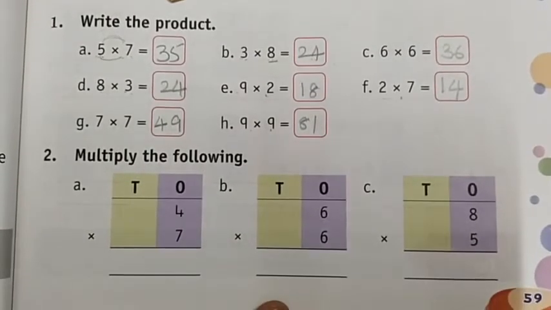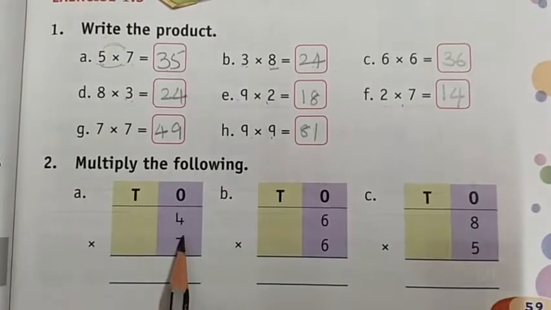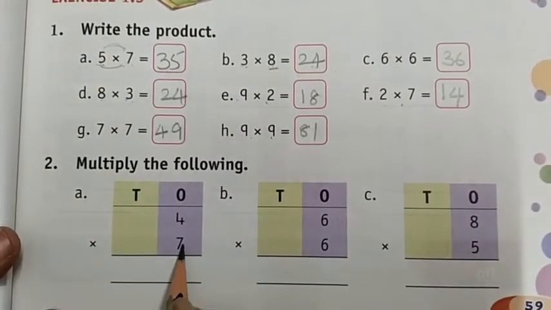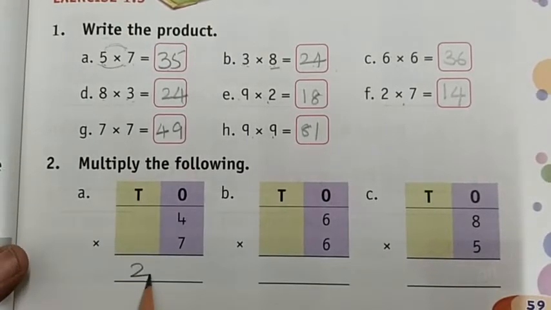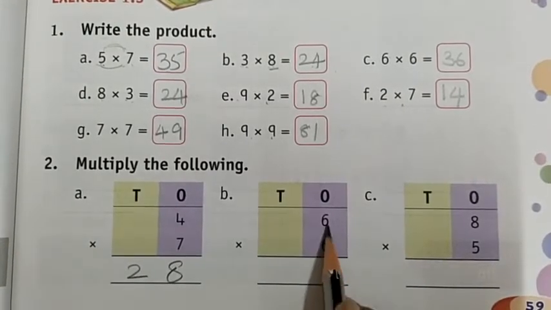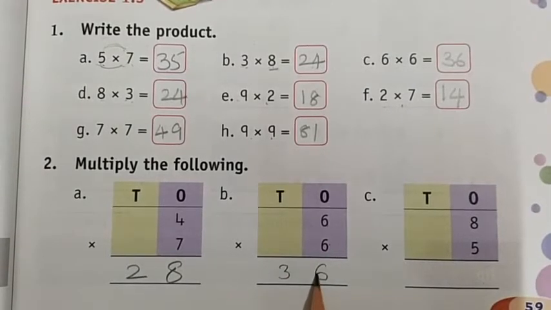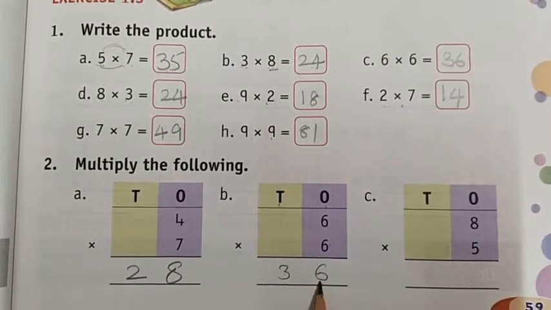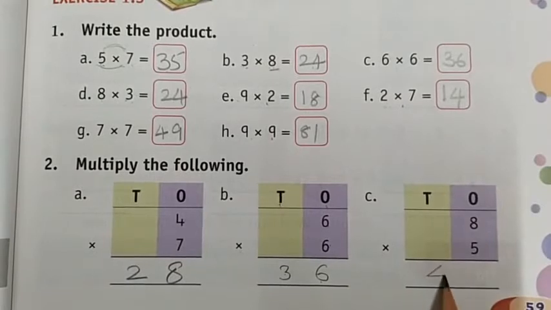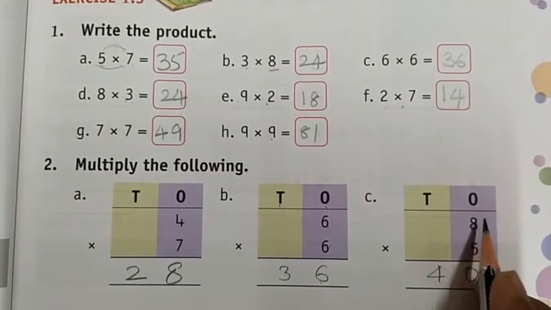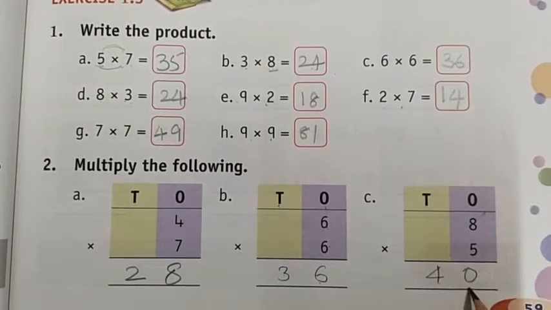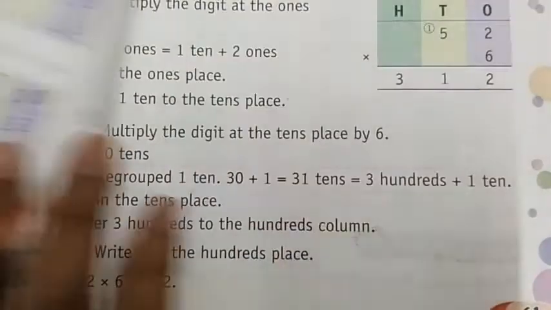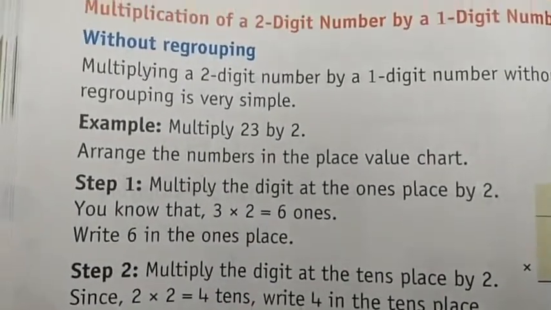Then multiply the following. So 7 1s are 7, 7 2s are 14, 7 3s are 21, 7 4s are 28. Write down 28. 6 6s are 36. This is the tens place value, ones place value. 8 5s are 40. 5 8s are 40 or 8 5s are 40. If you change the order of the numbers, the product will be the same. Good.